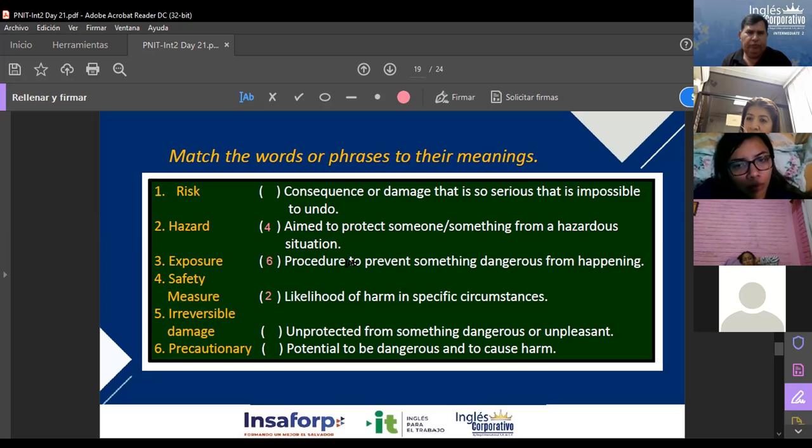Yes, or well, number four. Oh, no, you said number four. Number five. Irreversible damage. Irreversible damage. Just a consequence of damage. Yes. Yes. Well, we have two. We will. Risk and exposure.